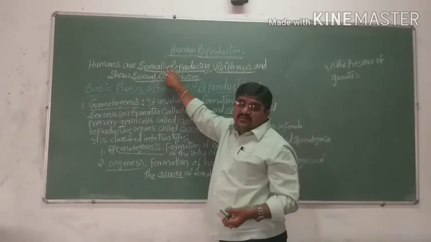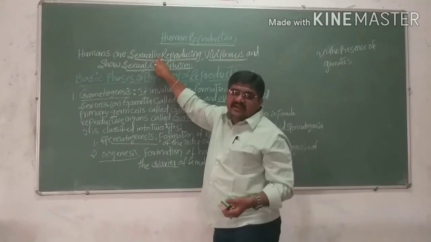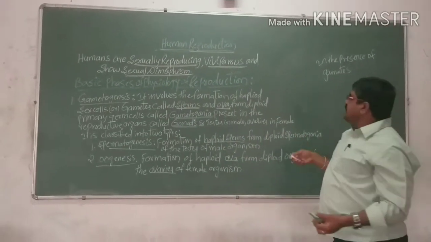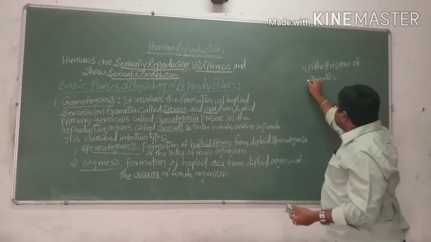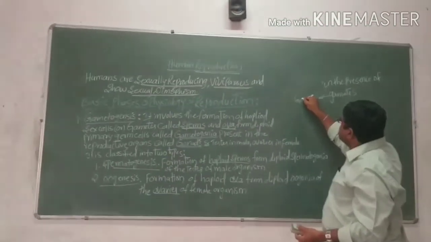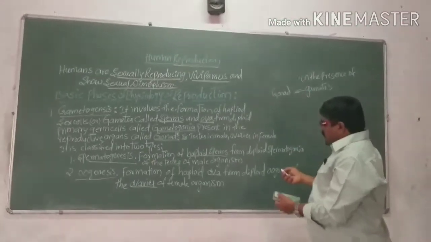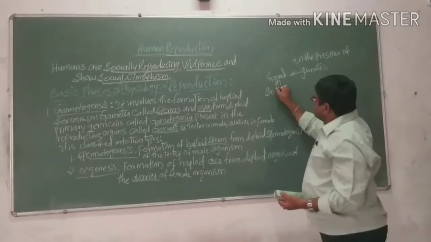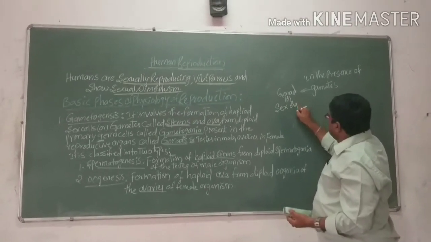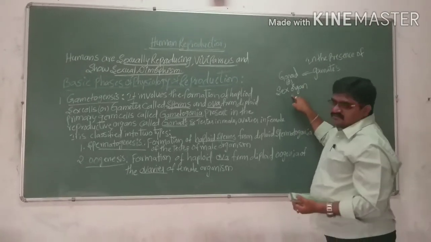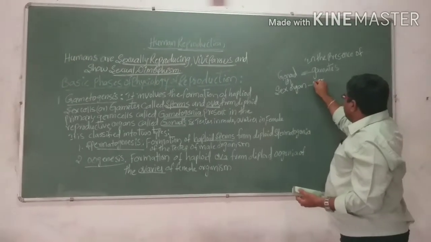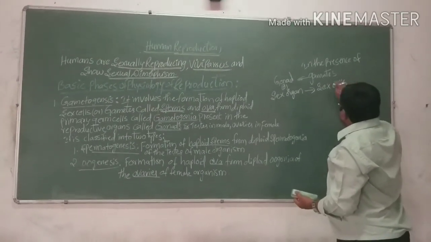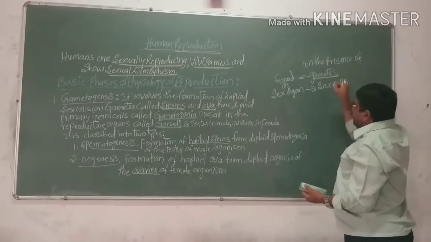So humans show sexual reproduction, having gametes. These gametes are produced from the gonads. Gonads we can call sex organs, the primary sex organs. From the sex organs, the sex cells are produced. The sex cells we can call gametes.